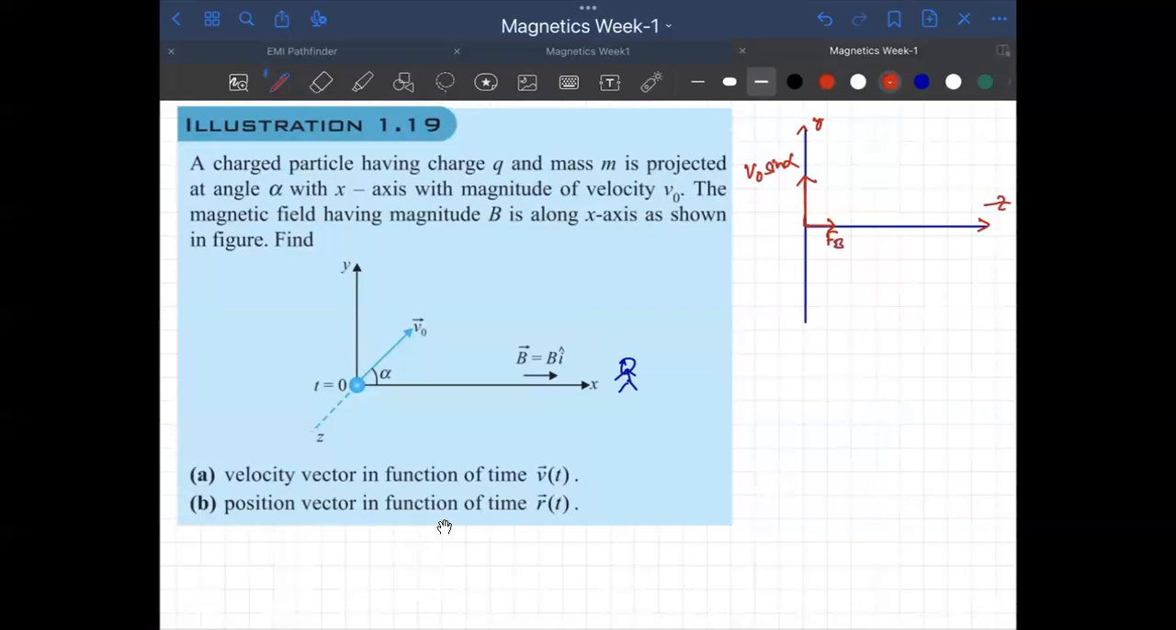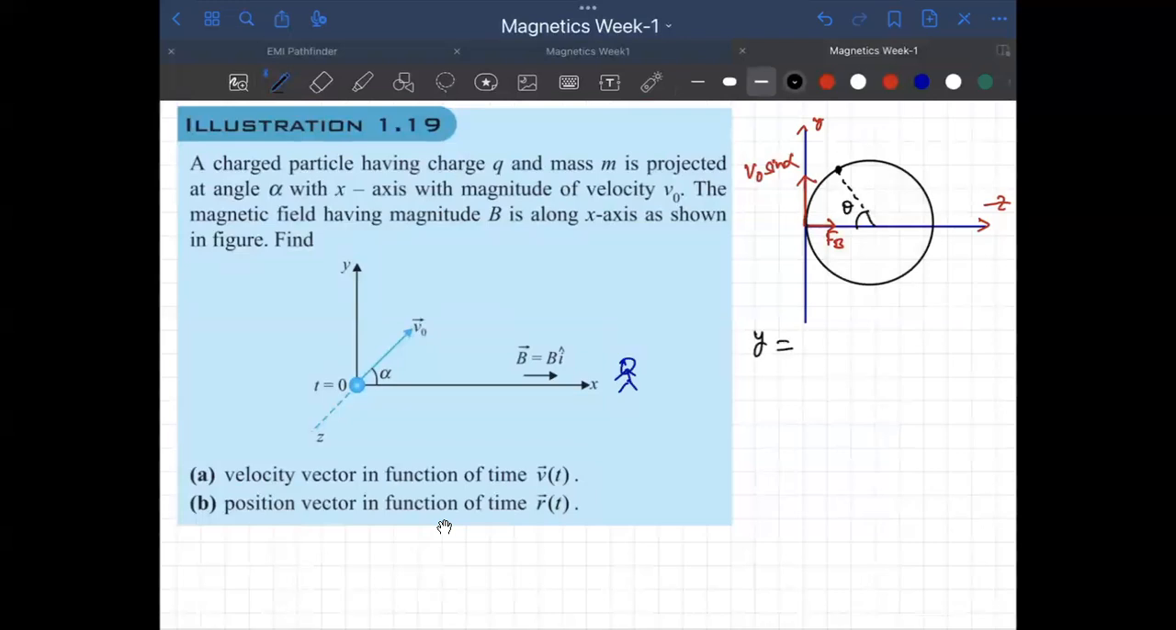What happens here? It goes in a circular path like this. Any doubt? Pakka? Now the question is, at an instant when it is here, this makes an angle theta. What is the y coordinate? Can you please help me in writing the y coordinate?